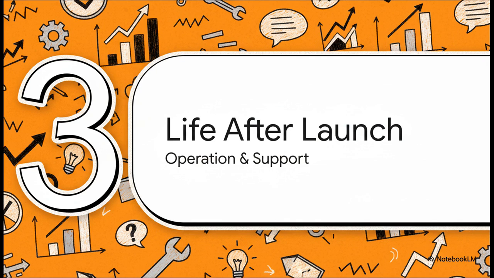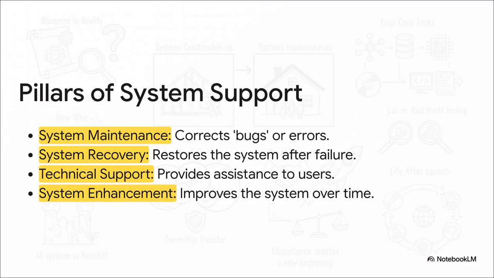Now we enter the longest phase in any system's life: operation and support. This is all about keeping the system healthy, helpful, and running smoothly for years to come. System support really rests on four key pillars. You've got system maintenance for fixing bugs, system recovery for when things inevitably go wrong, technical support to help users with their day-to-day questions, and finally, system enhancement, which is all about improving the system over time.